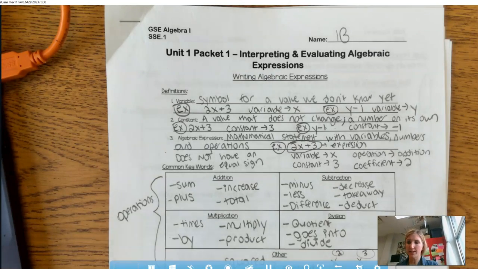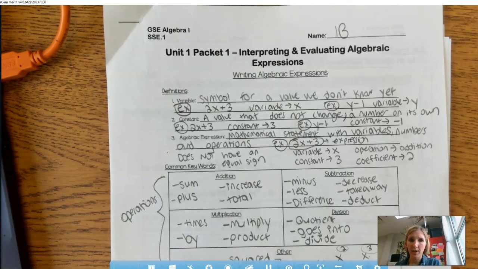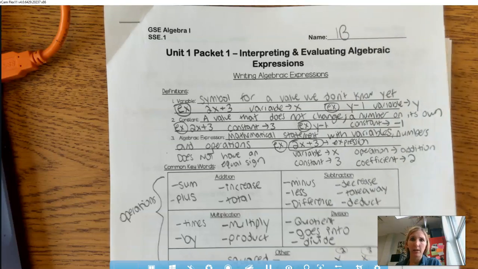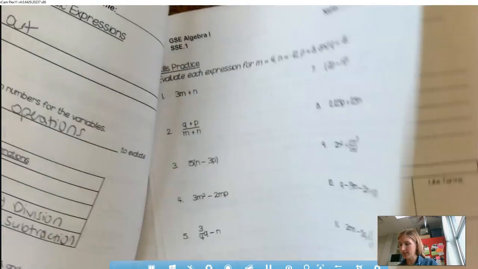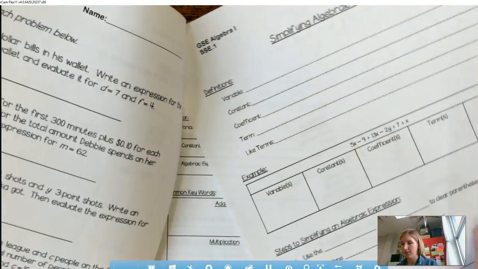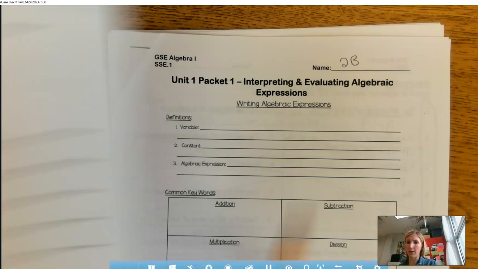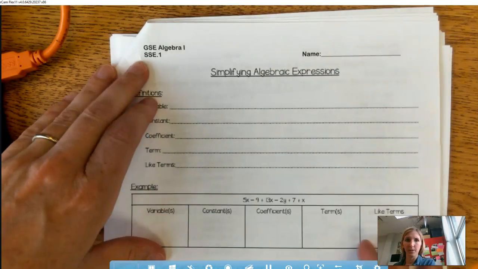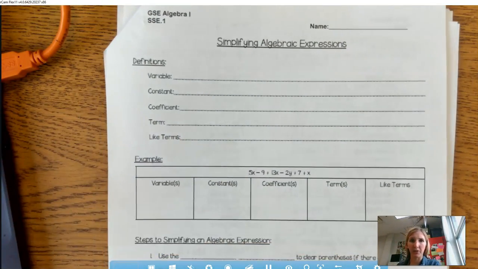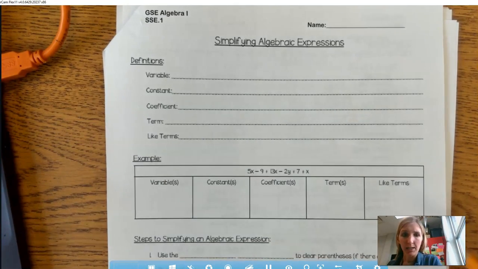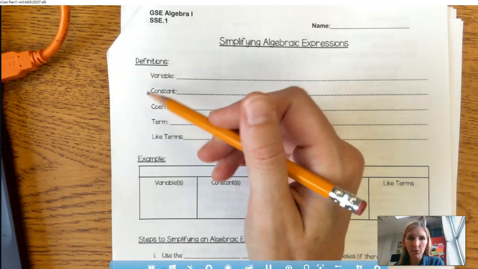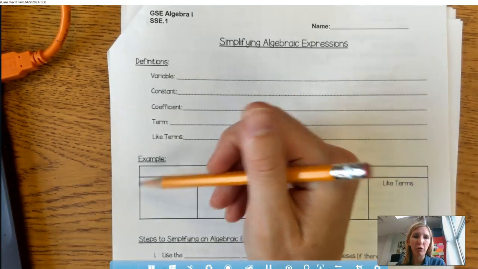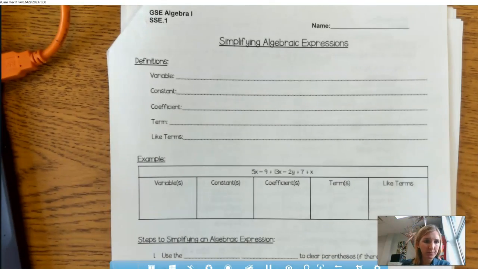Welcome back, Algebra 1. So we're still working on the same packet, Unit 1, Packet 1, interpreting and evaluating algebraic expressions. So we've gone through a lot. I want you to get to this last page here. Simplifying algebraic expressions. All right. Definitions. So you've heard me use these terms before. Now we're going to actually define them and give examples.